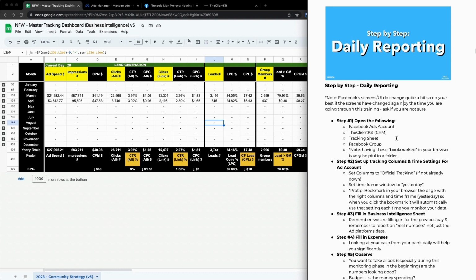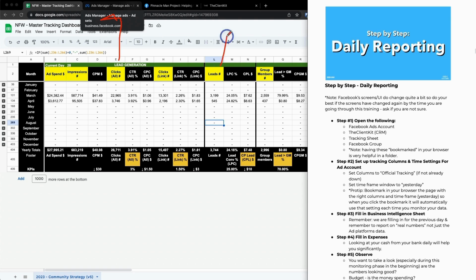So basically, you want to make sure that you bookmark a lot of these, because you're going to use them on a regular basis. In your normal workflow, you want to bookmark your Facebook ads account, with your proper tracking and everything correctly attributed on there.